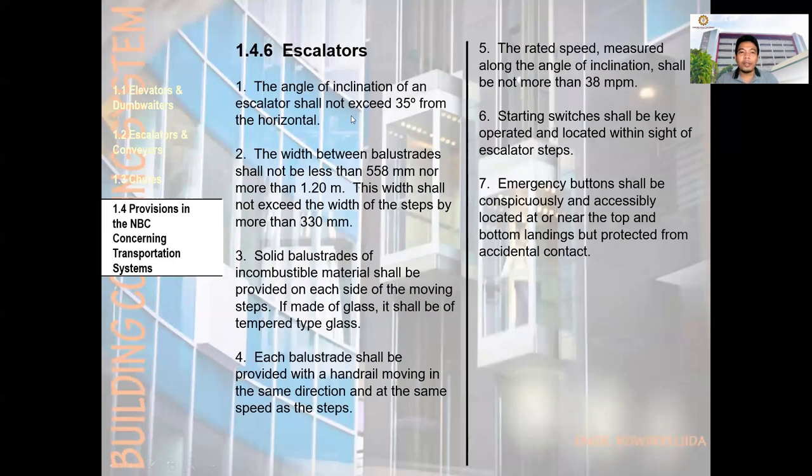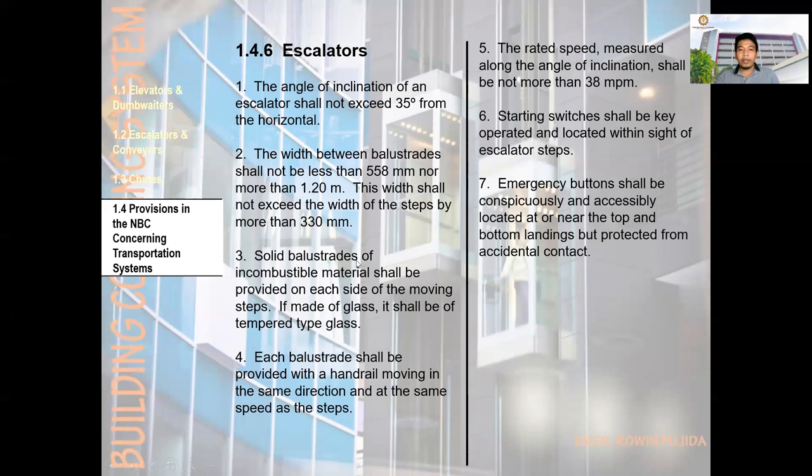Next, we have the escalators. So this is a provision from the National Building Code. The angle of inclination of an escalator shall not exceed 35 degrees from the horizontal. Also, the width between balustrades shall not be less than 558 millimeters nor more than 1.2 meters. This width shall not exceed the width of the steps by more than 330 millimeters.